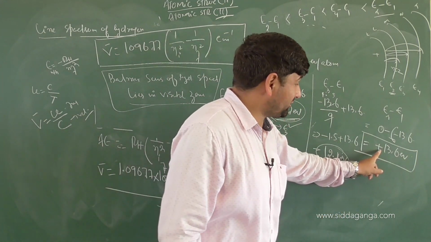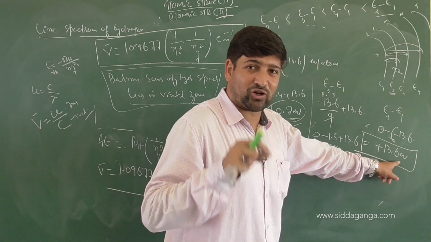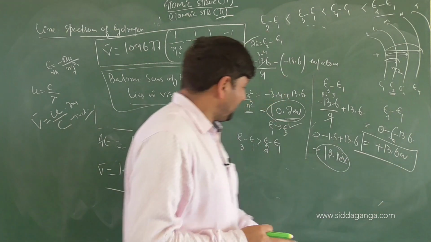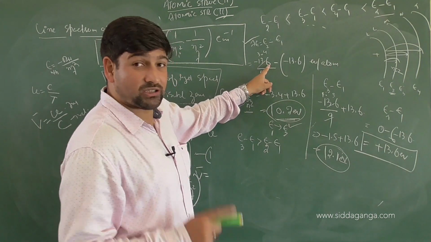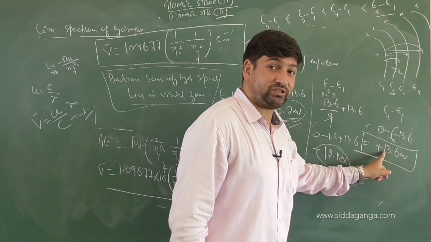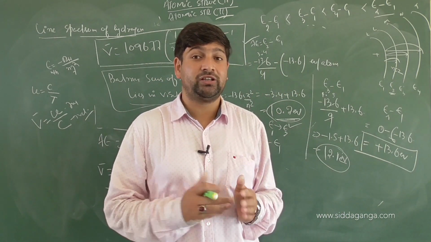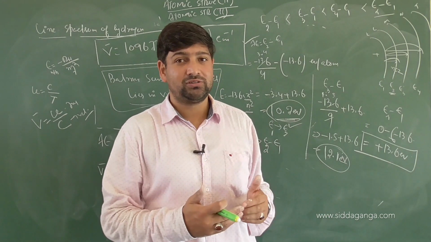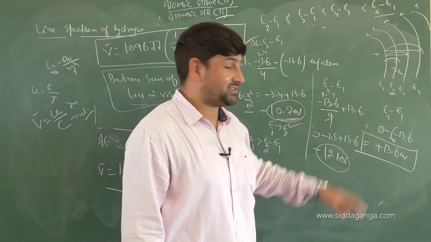So ionization energy of hydrogen is how much? Plus 13.6. Now you understood, if an electron is in the first shell, what is the energy there? Minus 13.6 in the first shell. If you send it out, you need plus 13.6. It means you have to give 13.6 electron volts of energy to bring the electron back to the zero energy level. That's what we say, that the energy of an electron at infinite distance is 0.